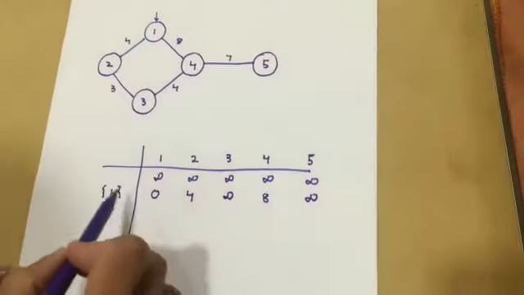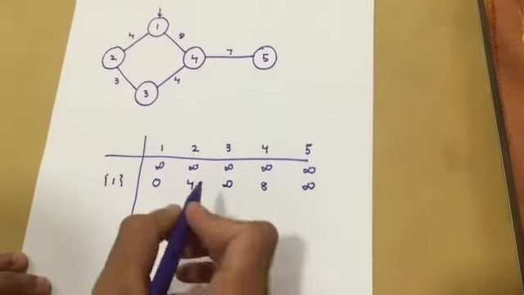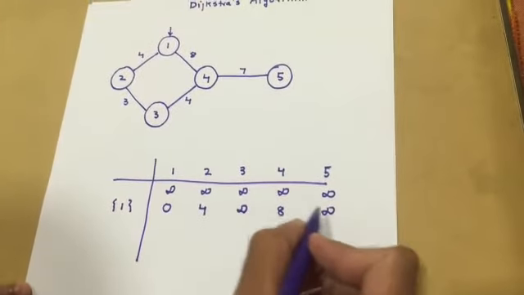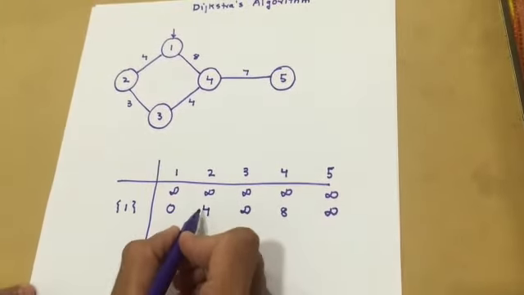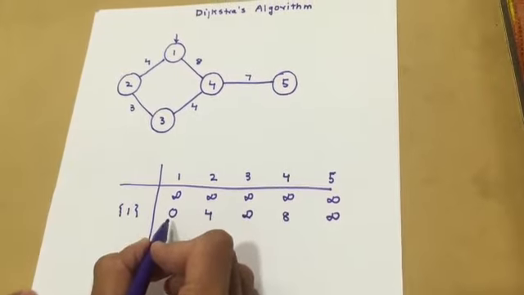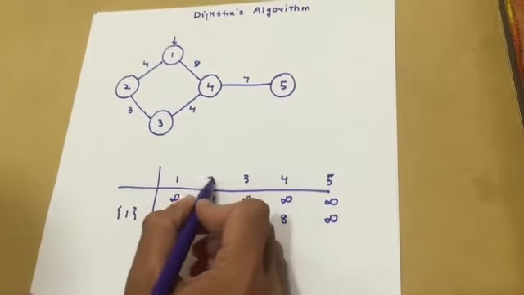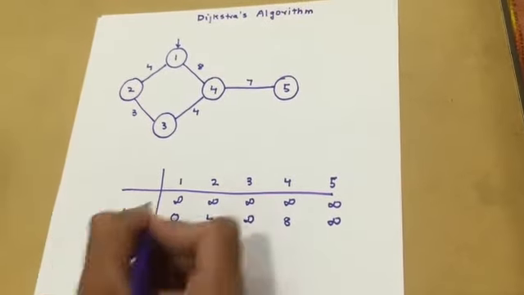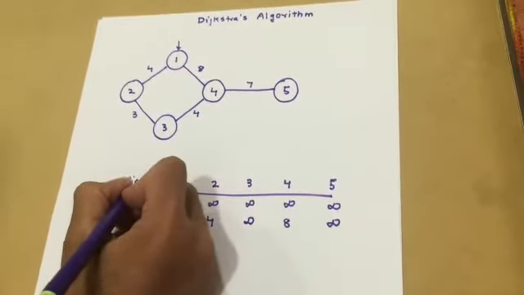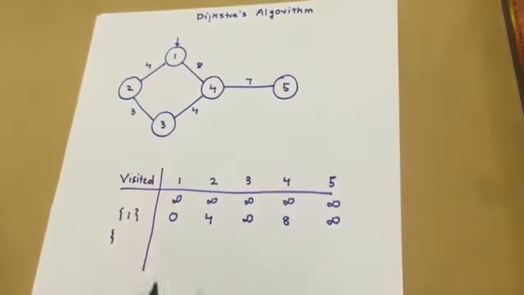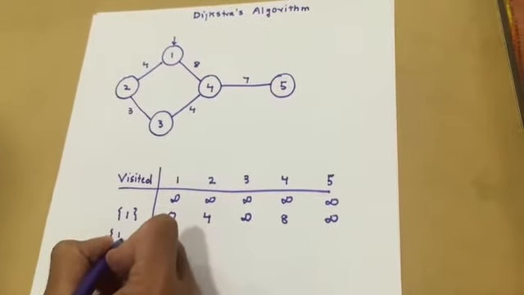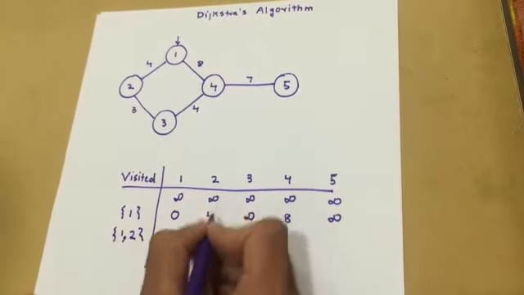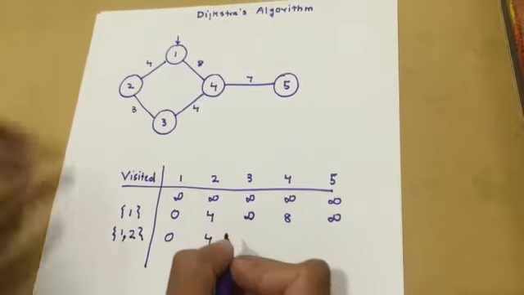Now, what we do, we have this row. We see which is the minimum distance here: 0, 4, infinity, 8, infinity. The minimum distance here is 4, since we have already visited 1. So next we are going to visit node 2, since this has the minimum distance of 4. So this is my visited column. The next node I'm going to visit is 2. So this will remain 0, this will remain 4. Now I am at 2.